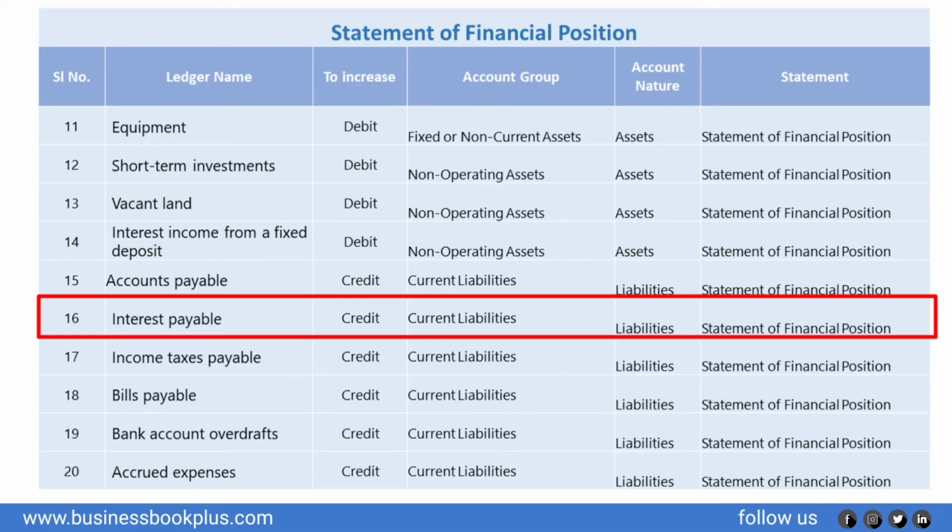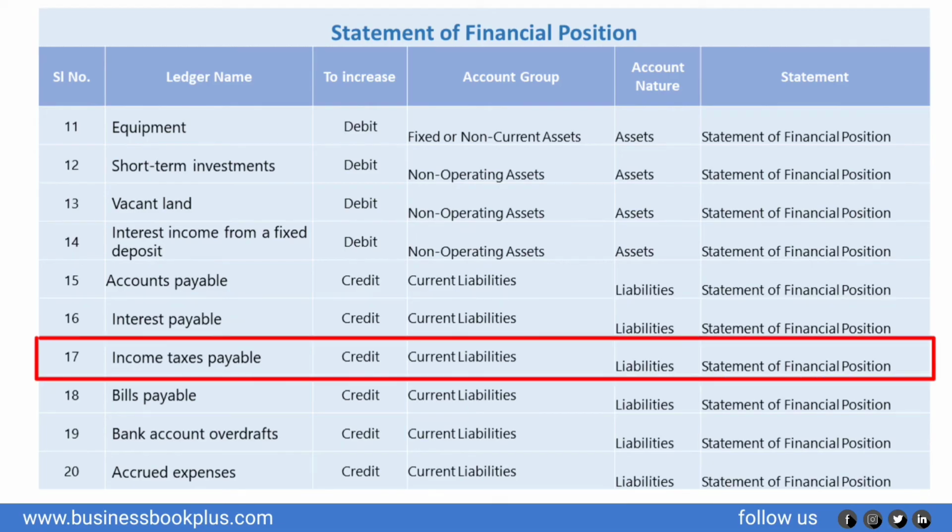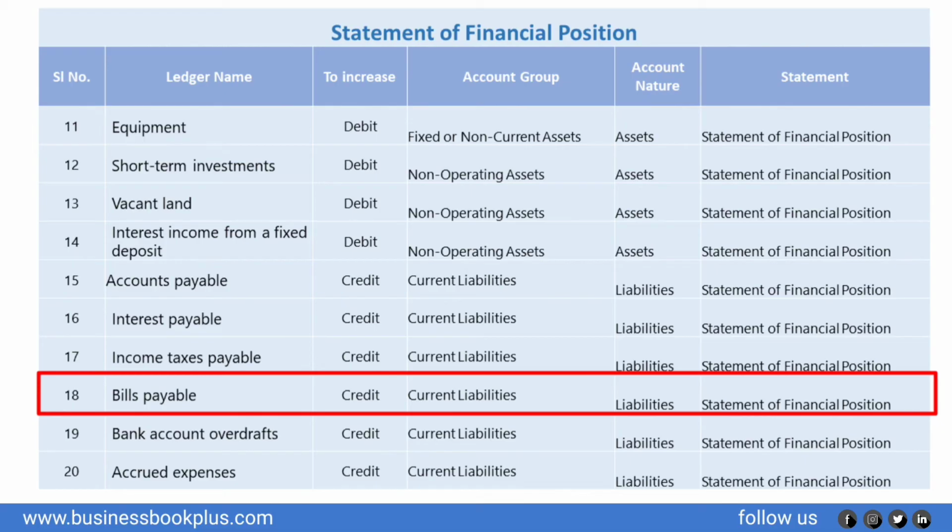Interest payable. Increase with credit. Account group current liabilities. Nature is liabilities. Affects the statement of financial position. Income taxes payable. Increases with credit. Account group current liabilities. Nature is liabilities, and it also affects the statement of financial position. Bills payable. Increases with credit. Account group current liabilities. Nature is liabilities. Affects the statement of financial position.